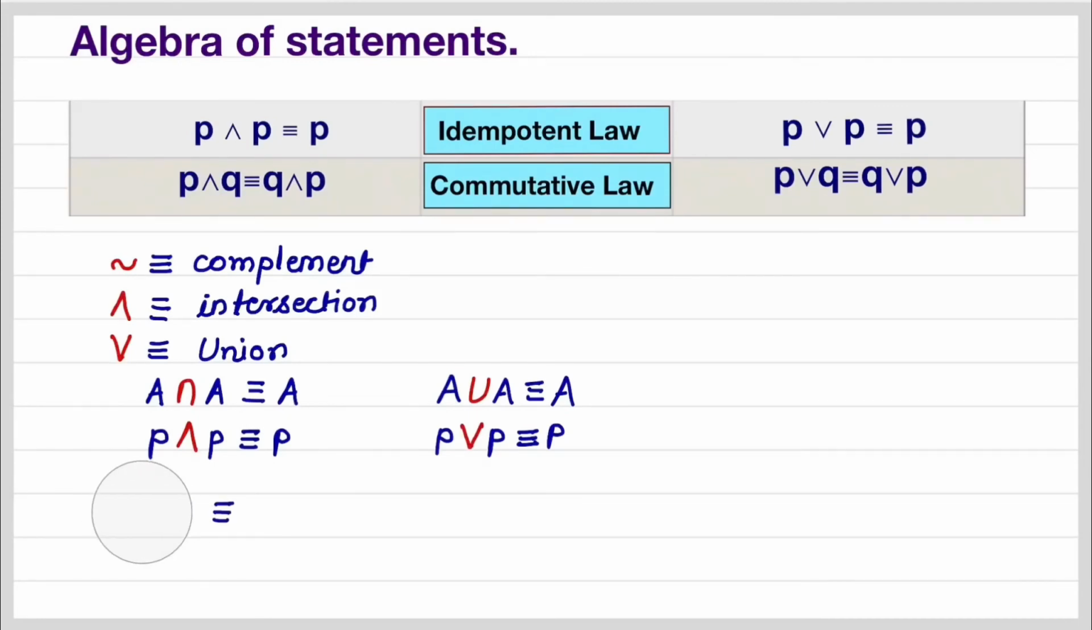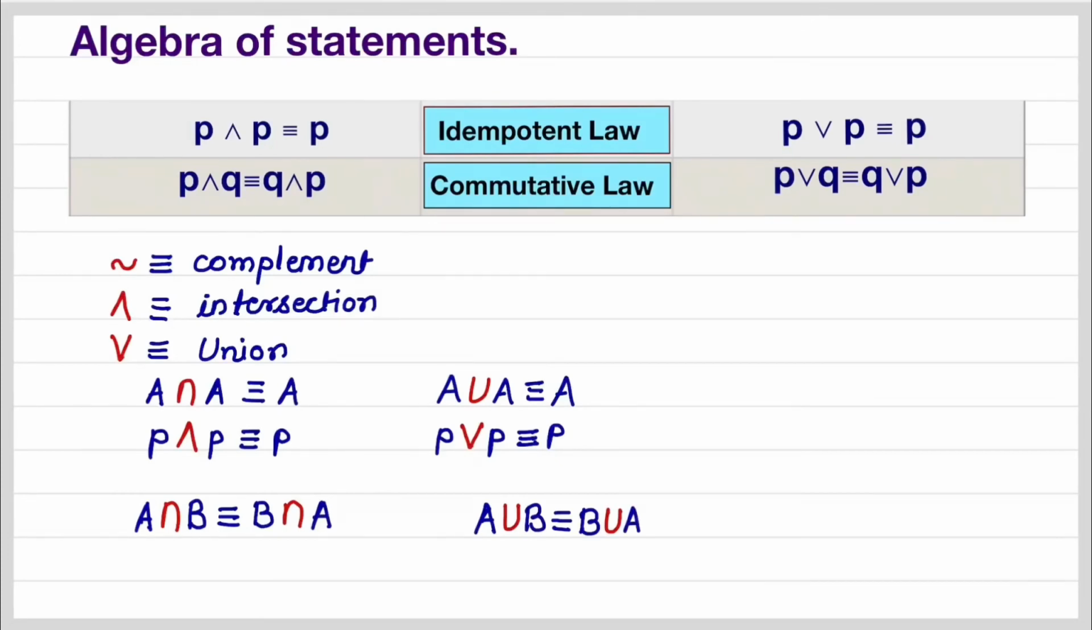In set theory, A intersection B is equivalent to B intersection A. That means the order of sets is not important. We can take the sets in any order. The intersection remains the same. Even for union, A union B is equivalent to B union A.